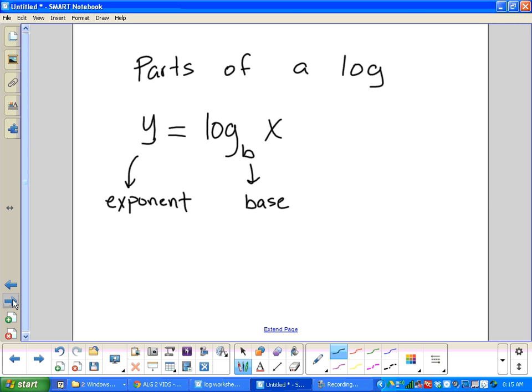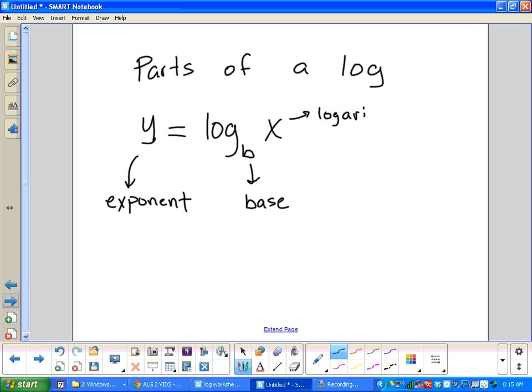Okay, so even though it is a little bitty, and it's written sort of below the line, it represents the base. So remember, the base is something I'm going to raise to a power, and ultimately it's going to be this power right here, that y power. Now, x is what I call the logarithm.